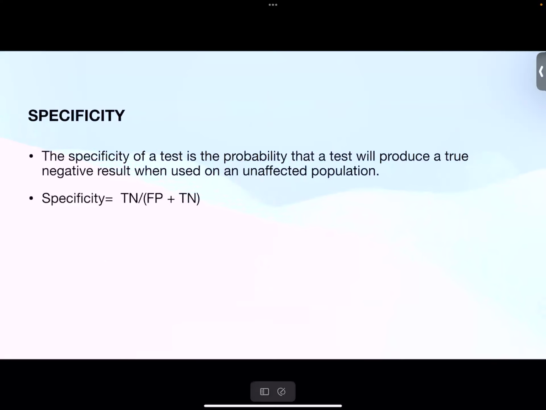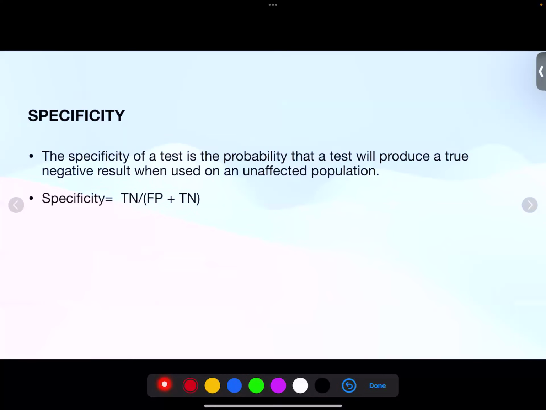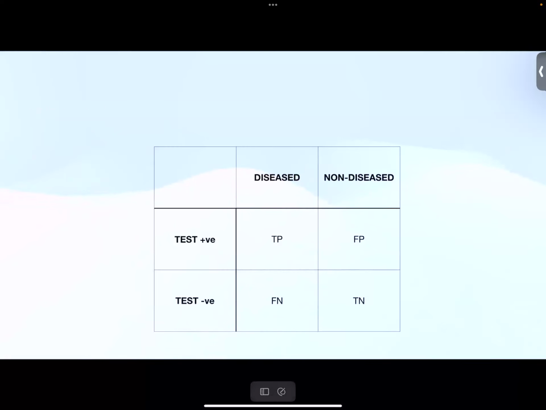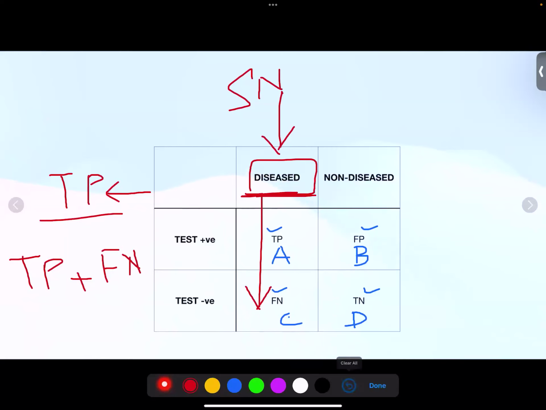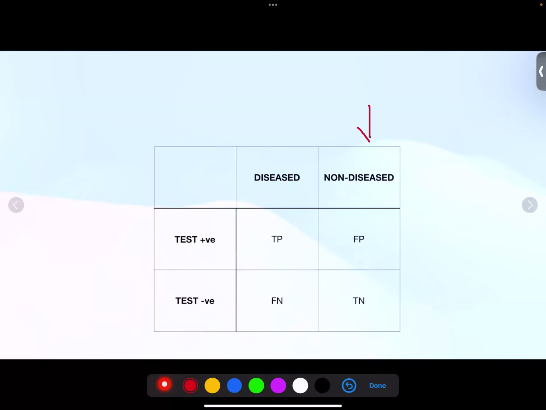And if you see the specificity, specificity is just the opposite of sensitivity. Here it is the probability that the test produces a true negative result. So it means that true negative results would be more when used on an unaffected population. See, this unaffected population means non-diseased individuals. So this specificity is actually the column of, if you see this diagram, this table, so this sensitivity, specificity is actually this column. So what is actually true negative? See, this is the true negative.